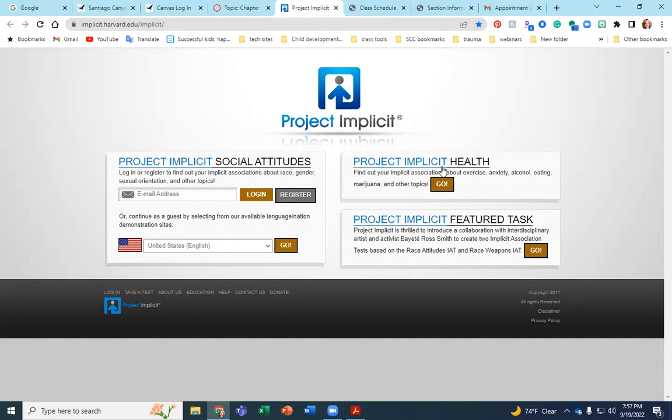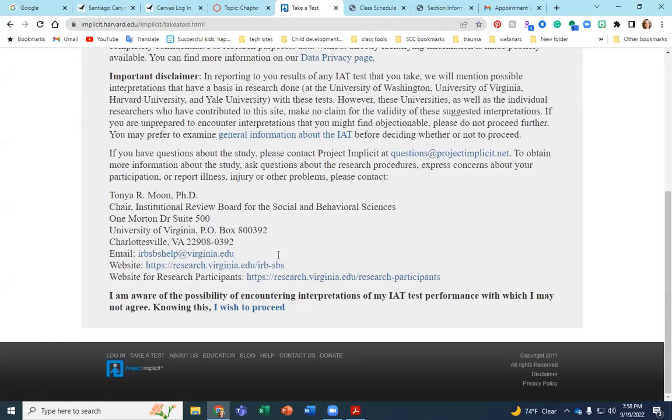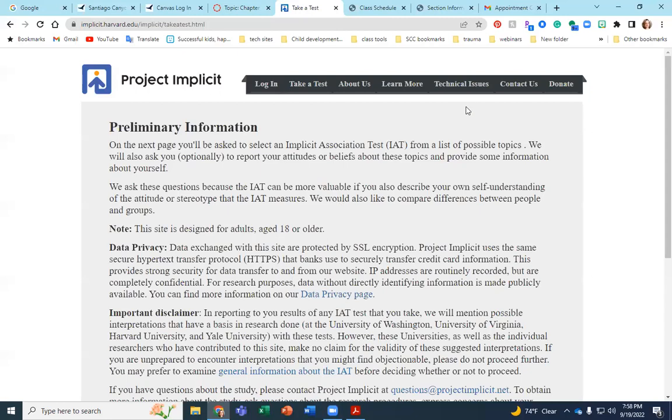Let me look. Ooh, that's interesting. This is race and weapons. This is implicit bias right here. So poke around that one. Take a test. Let's see what else is there. It's basically saying it's not the end of the world. Just see what else is out there.